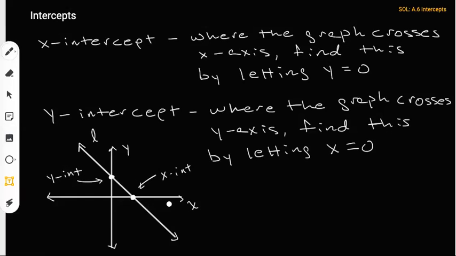Now, whenever you find the x-intercept, the y-coordinate is always going to equal 0. So you're going to have the point x comma 0, where x is wherever on the x-axis that the line crosses. But the y-intercept is going to be the opposite. The x-coordinate is always going to be 0. So this point is going to be 0 comma y. So that's what we're going to be dealing with today, finding the x-intercepts and the y-intercepts of each graph.